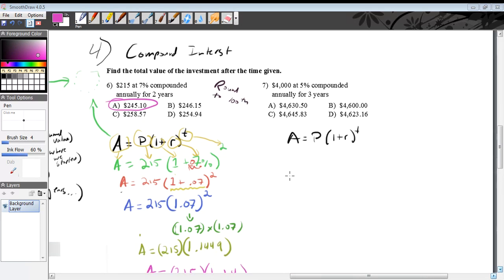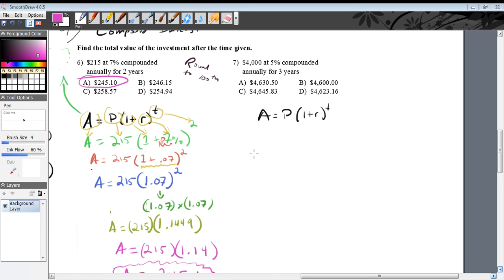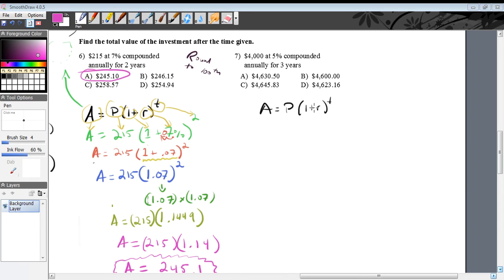Okay. Next problem, we're going to do the exact same thing. A is equal to P times (1 plus R) to the T power. Okay, so A just becomes A. P is where we start, which is $4,000. The 1 just stays as 1, plus the rate, the 5%. We're going to turn that into a decimal in just a second. And then the T is 3 years. So we'll set it up such as this.